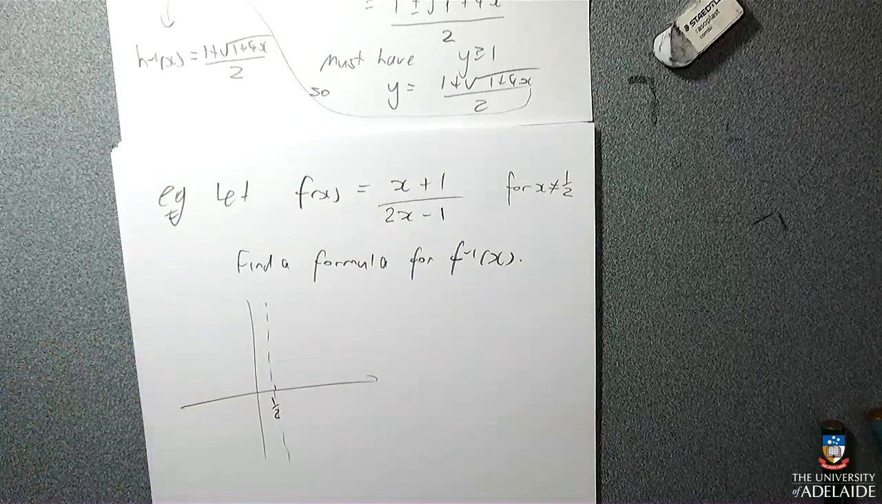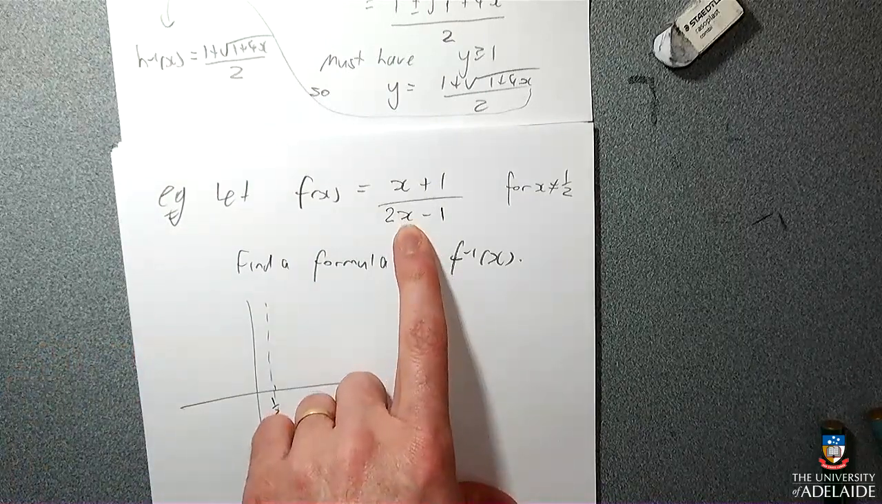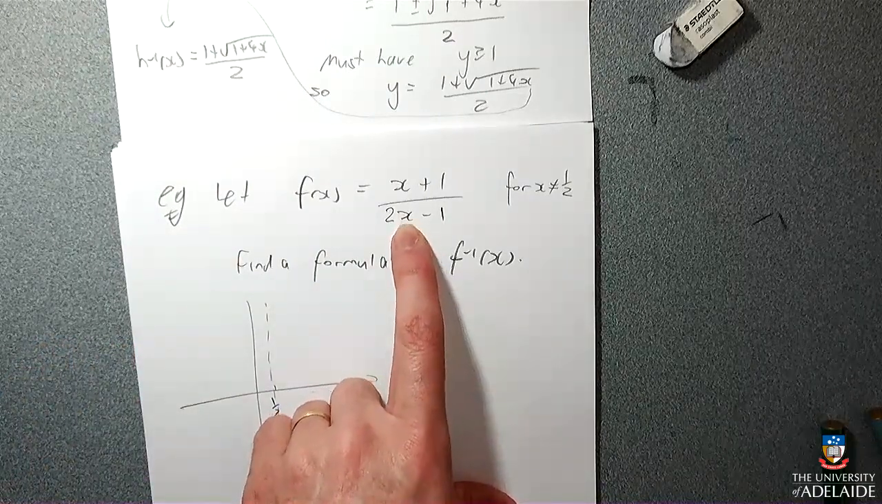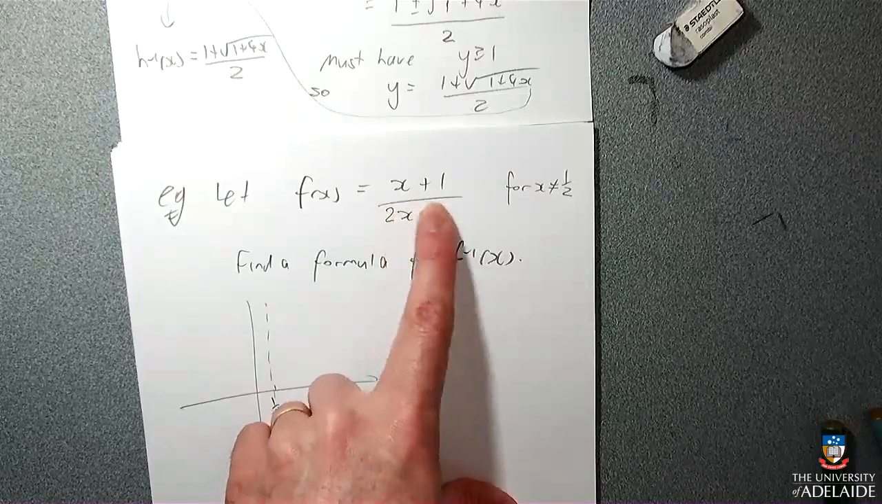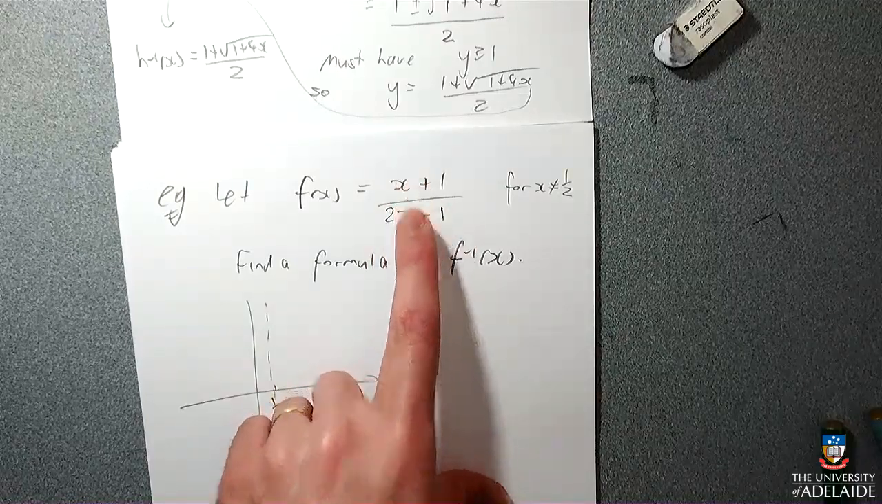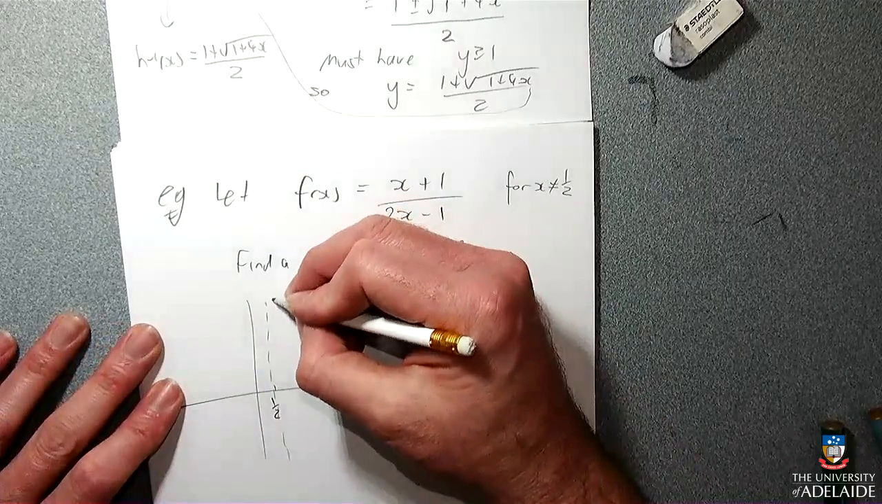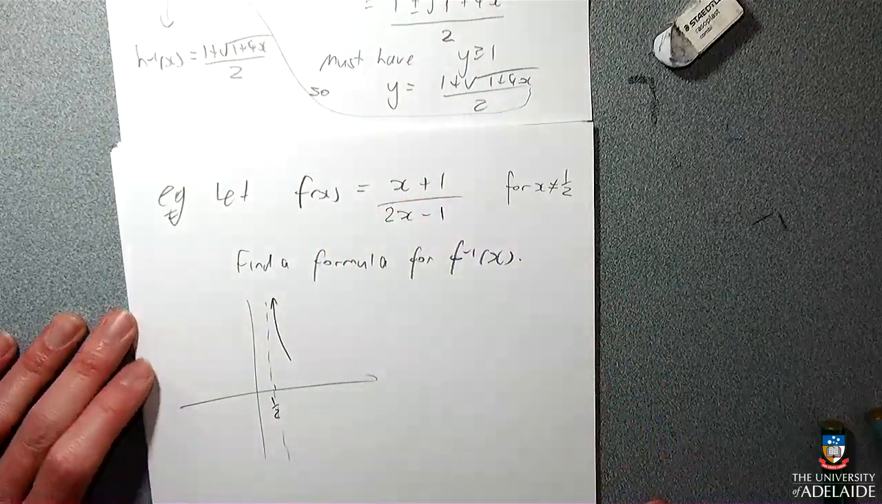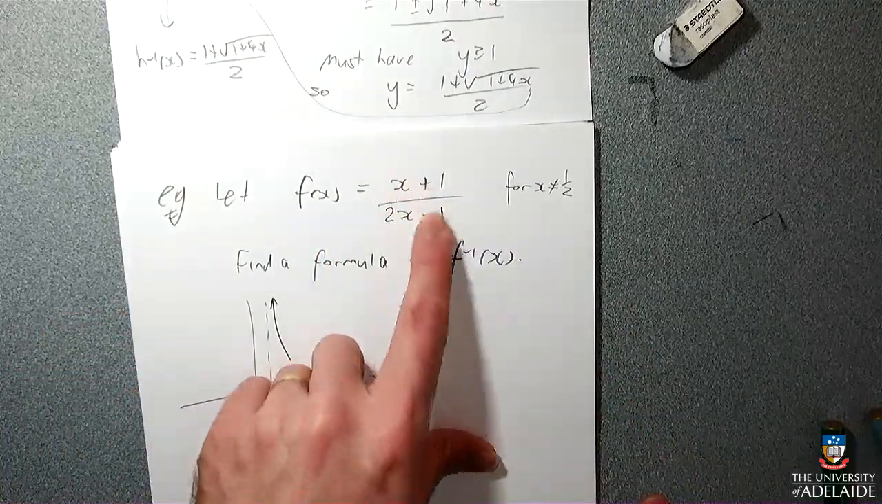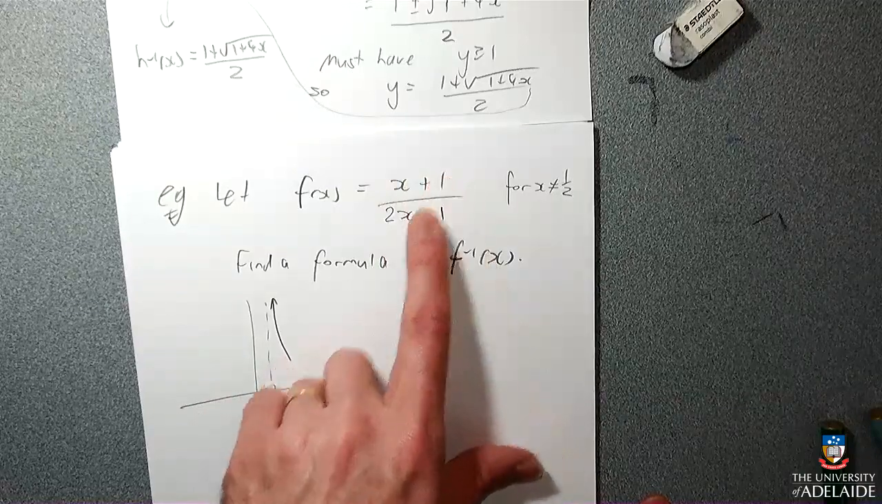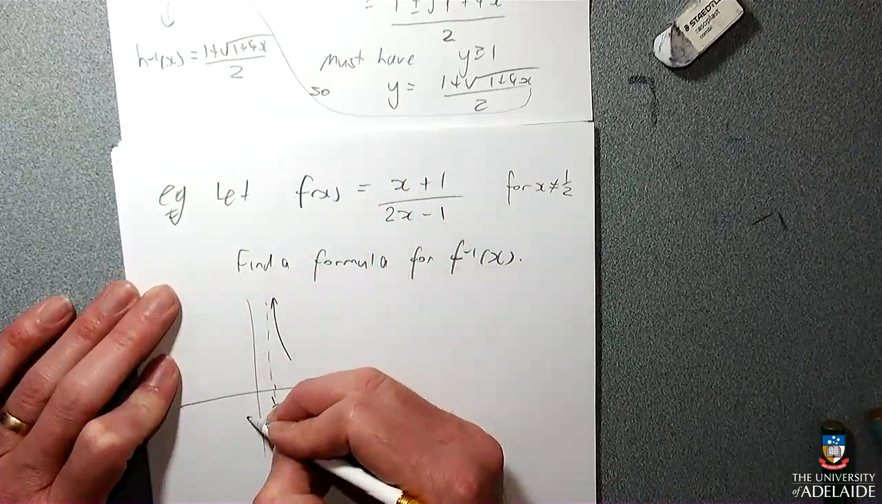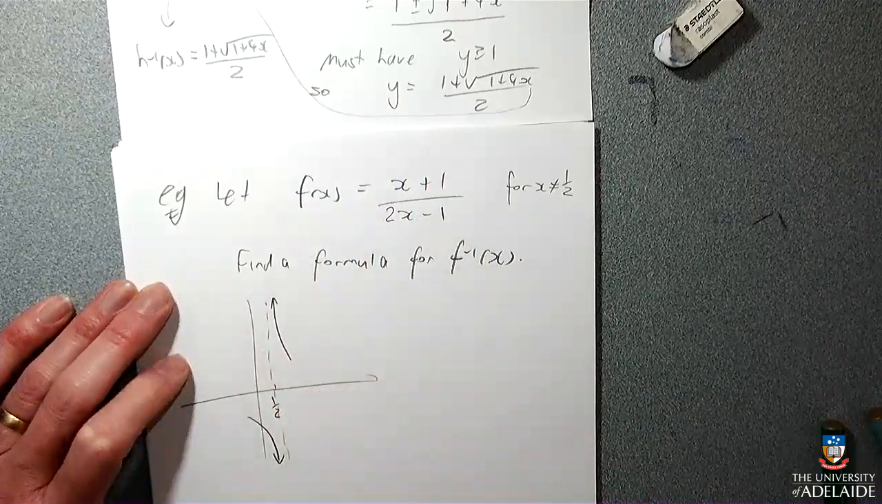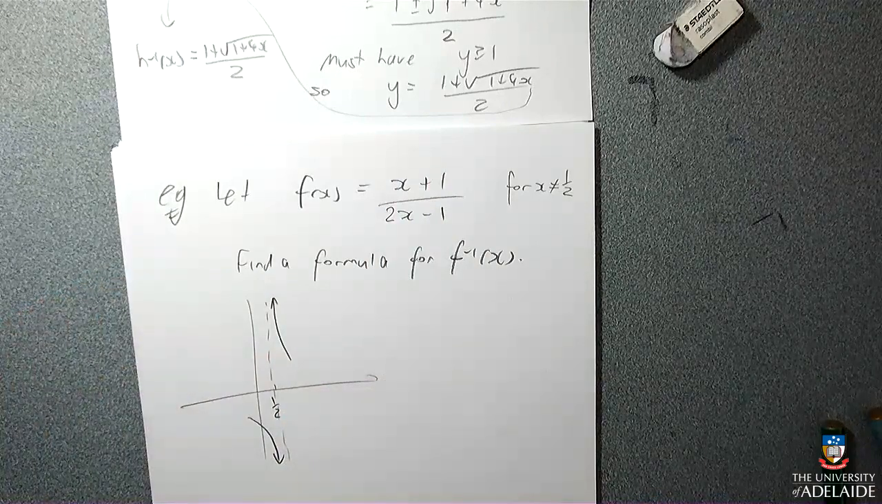And if x was a little bit bigger than a half, this would be a positive number, and so I get a positive answer overall, so it's going to go up there. And if x was just a little bit less than a half, this would be a positive number here and a negative number there, so it would be negative, so it would be going down there. And I don't know what's going on in the middle. It must flatten out at some point.